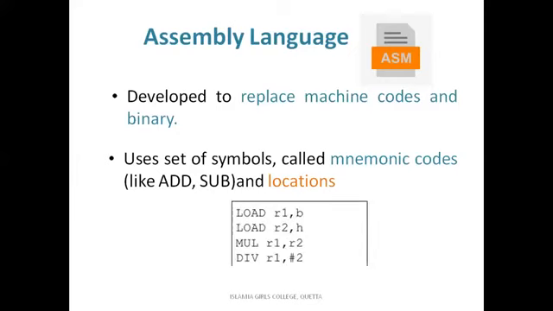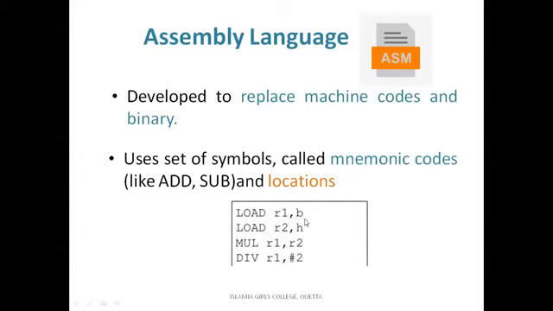So let's see an example of assembly language code. As you can identify in this code, the words load, mul meaning multiply, and div meaning division are the mnemonic codes, and they tell which operation is to be performed. Now here you can see R1 and R2. These are memory locations which are present inside the processor.